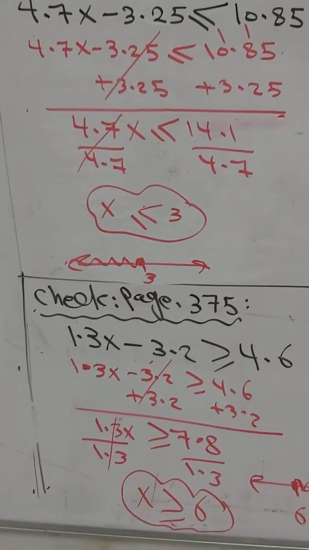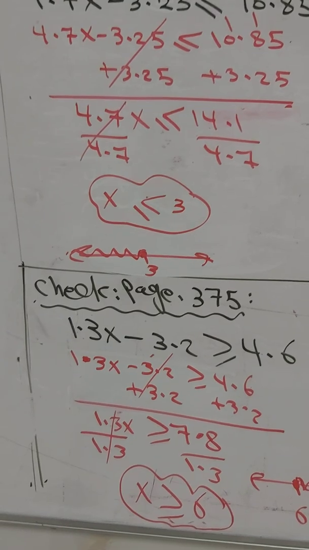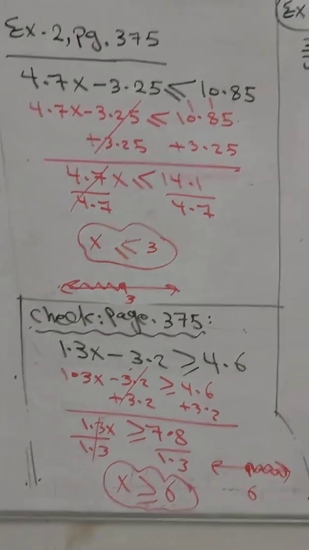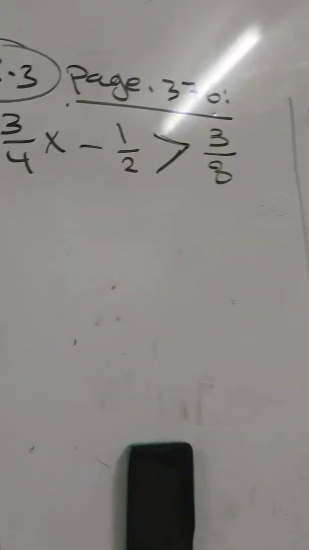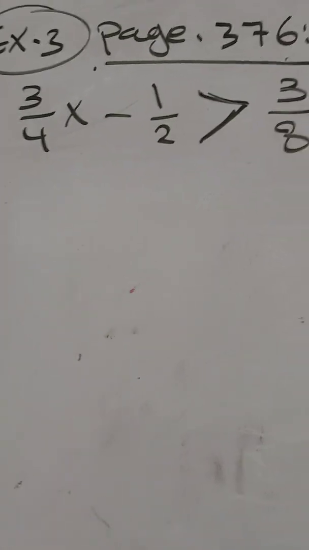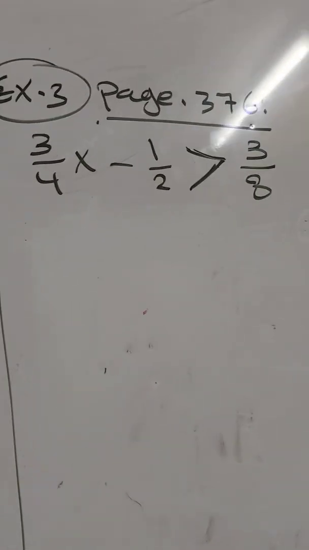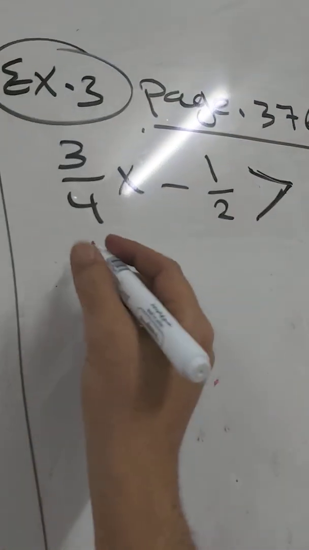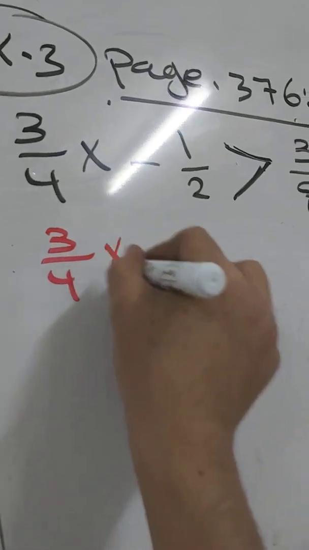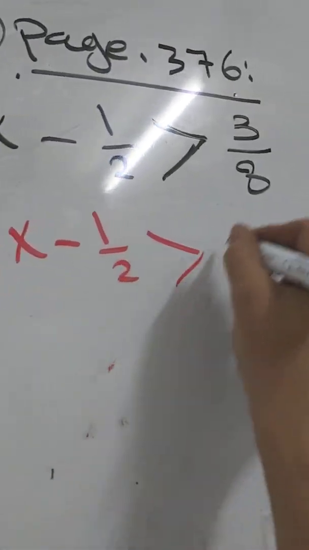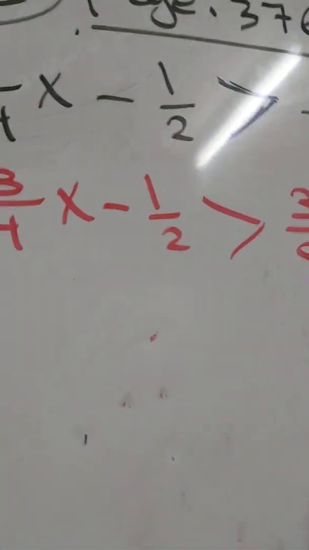This is the check, page 375. Now let's move to example 3, page 376 in your book. Solve the inequality 3 over 4x minus 1 over 2 is more than 3 over 8. I will rewrite the inequality: 3 over 4x minus 1 over 2 is more than 3 over 8.